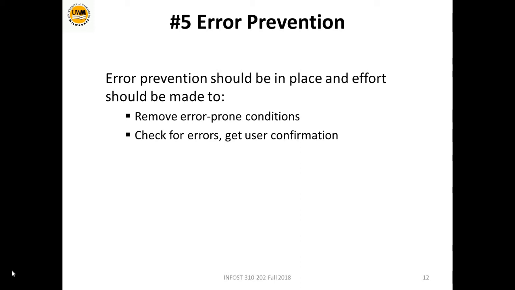Errors should be prevented. Error prevention should be in place and effort should be made to remove error-prone conditions, check for errors, and get users' confirmation in case an error occurs. The user should be consulted on what he wants to do next in case of errors.